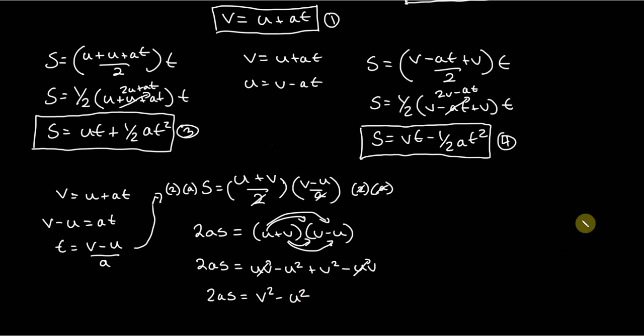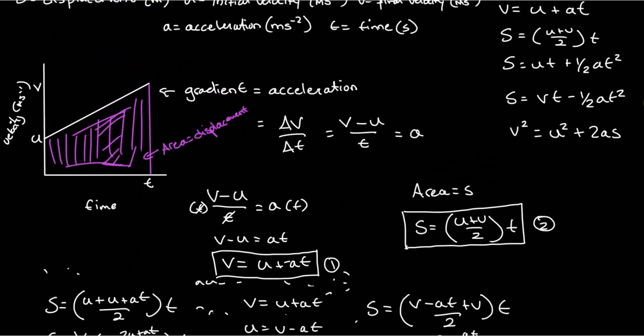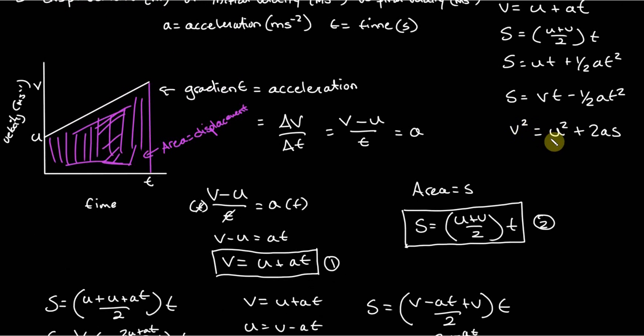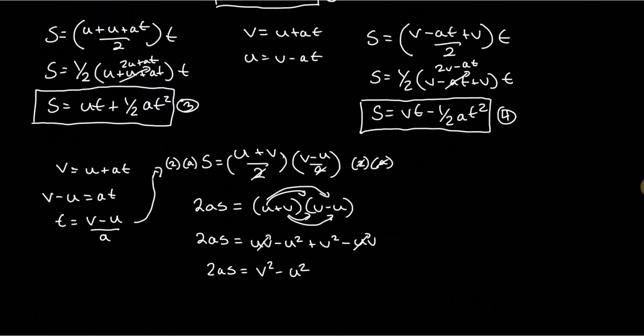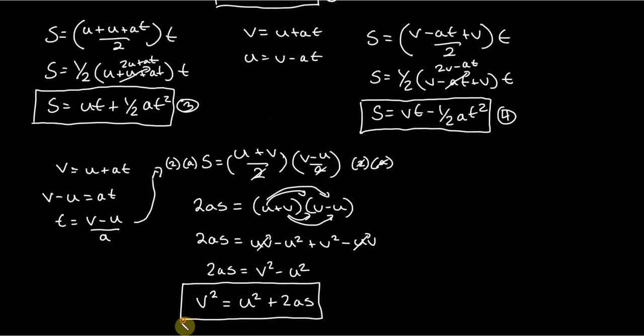We're not quite done, because as you can see here, the fifth equation is V squared equals U squared plus 2AS, and so we need V squared to be the subject. How do we do that? Well, it's simple, right? We just add U squared to both sides, and that gives us V squared equals U squared plus 2AS. That is our fifth equation of motion.